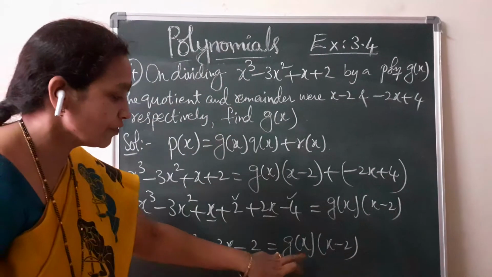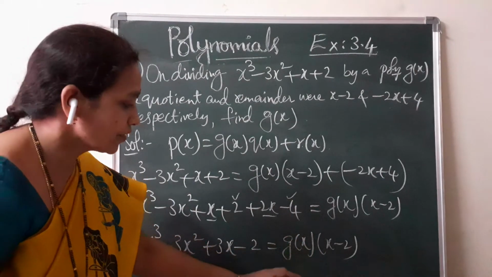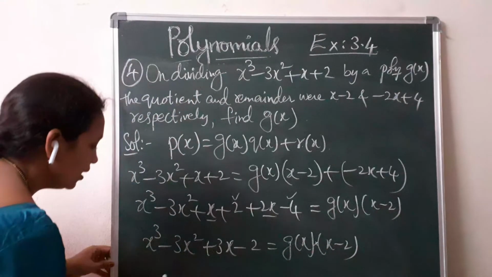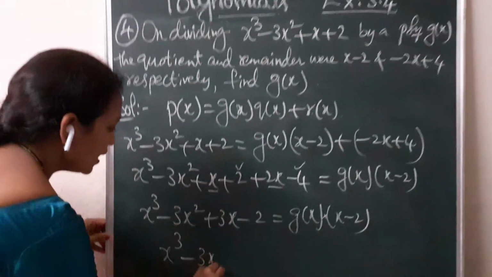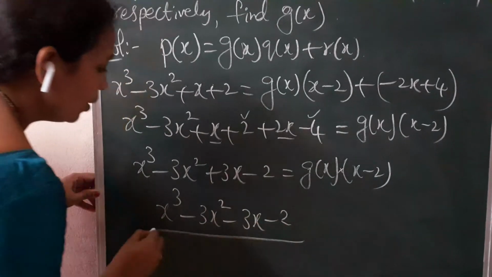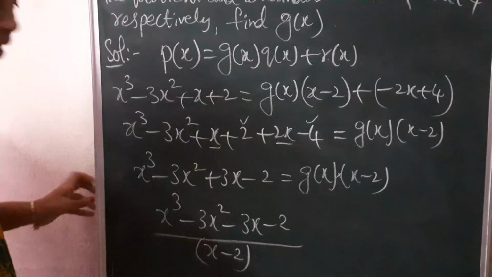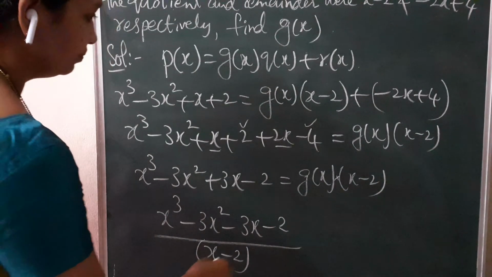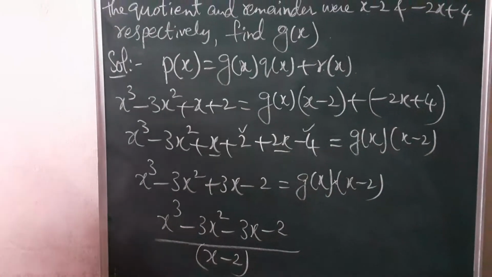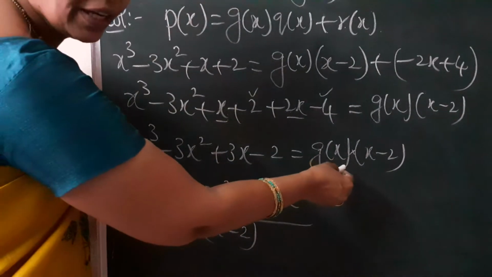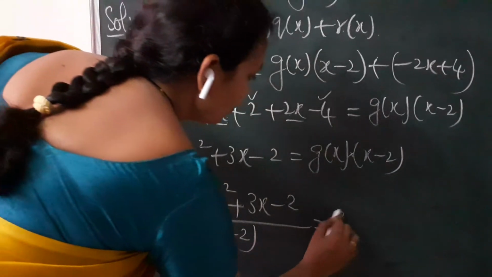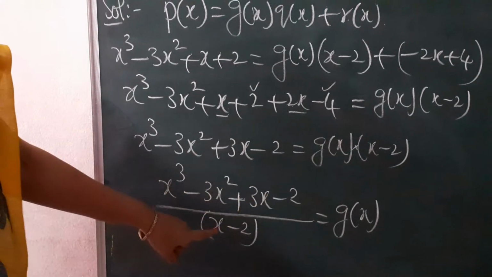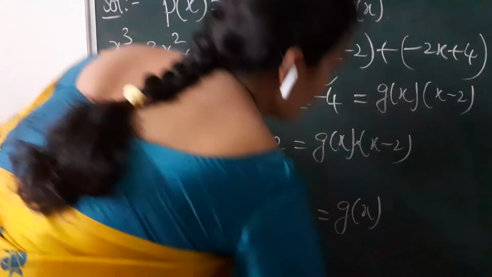Now to make g of x the subject, it should be on one side, the left side. So x minus 2 also bring this side. This is under multiplication, it goes to the denominator. So x cube minus 3x square plus 3x minus 2 by x minus 2 is equal to g of x. Now you can divide this polynomial with x minus 2. You will get the required polynomial.